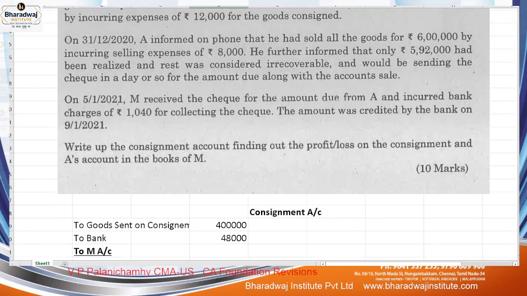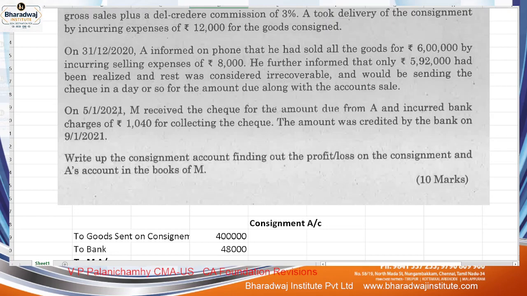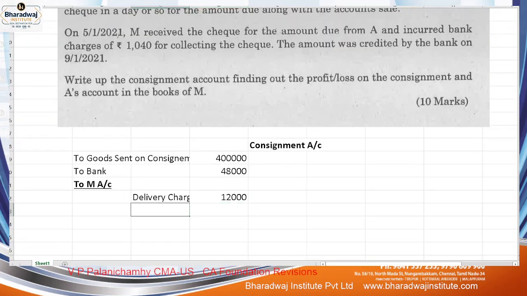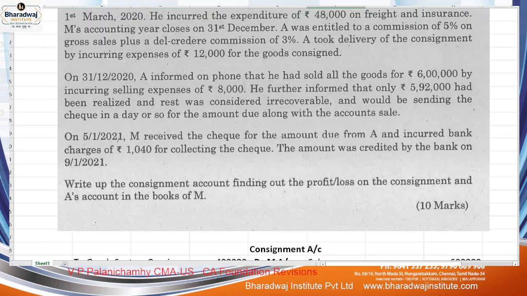Delivery charges how much? 12,000. Then what are the other expenses incurred by him? There's selling expense. Selling expense how much? 8,000. By M account for the sales. What is the sales made by him? 6 lakhs. By M account for the sales, 6 lakhs.